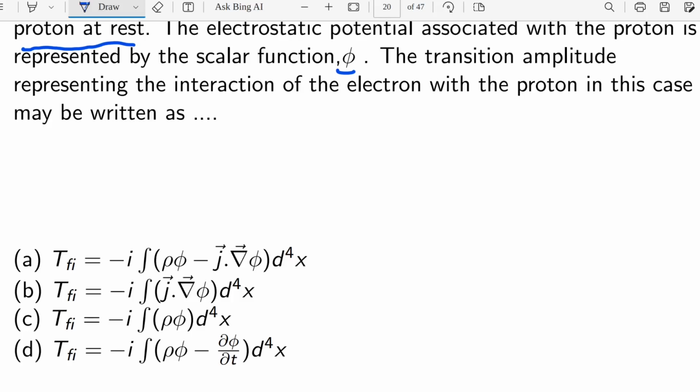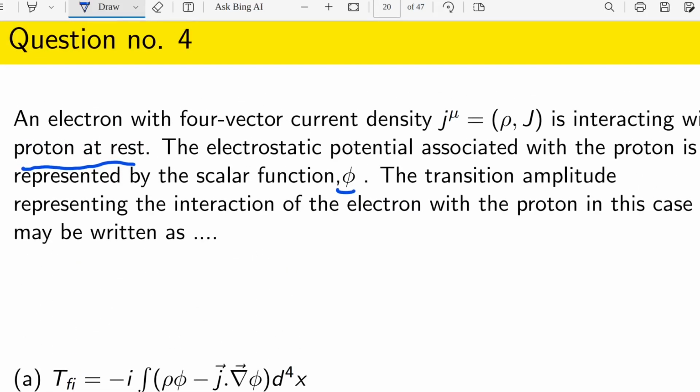So this is the question, and what is there in that question? In that question, the J mu is given as rho J, and the proton is taken to be at rest. So what is the advantage of this line? I will tell a little bit later. First of all, we just want to tell you that what is given here: the electrostatic potential associated with the proton is represented by the scalar function phi. Now what will be the transition amplitude?